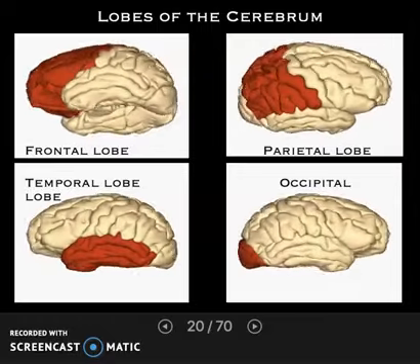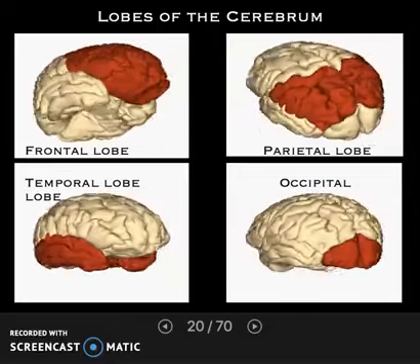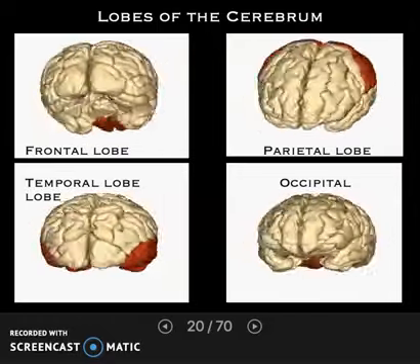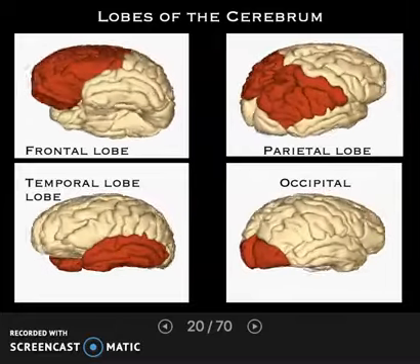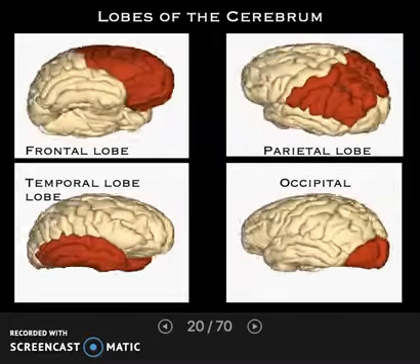And they're separated. They're identified by these sulci. The central sulcus divides the frontal lobe and the parietal lobe, and we'll talk about that in a little more detail. But let's talk about the frontal lobe.